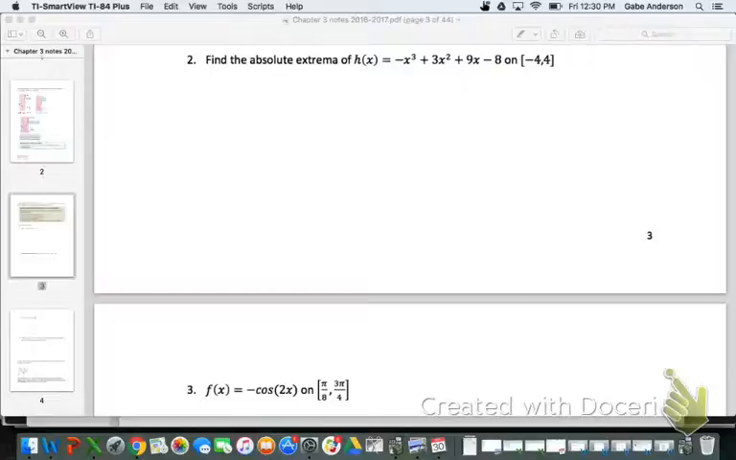I mean, how many numbers are there between -4 and 4? Infinitely many. Do you want to try to plug all those in? No, nobody wants to do that. So what are the candidates? What are the realistic options? Where do we get those from? Endpoints? The critical numbers. Yeah, endpoints and the critical numbers.